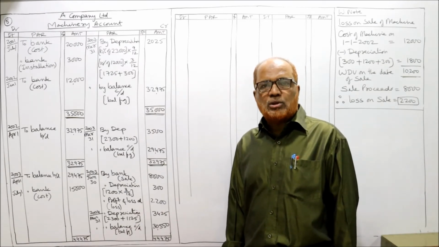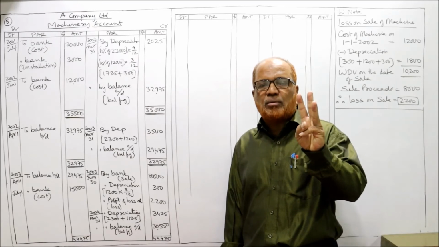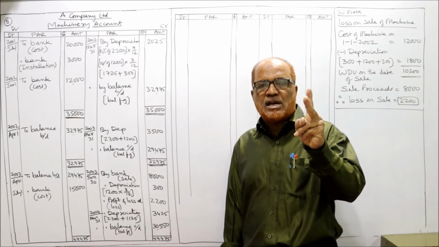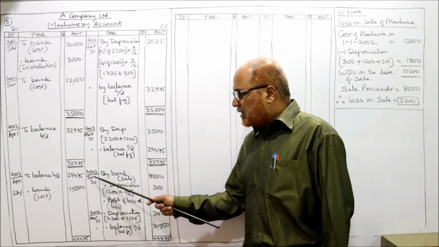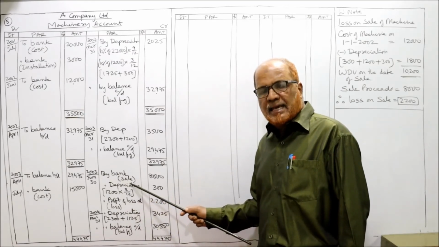30th June 2003, one machine is sold. Whenever a machine is sold, three entries will be passed. First entry sale proceeds, second entry depreciation, third entry profit or loss. So first, 30th June 2003, by bank, sale.